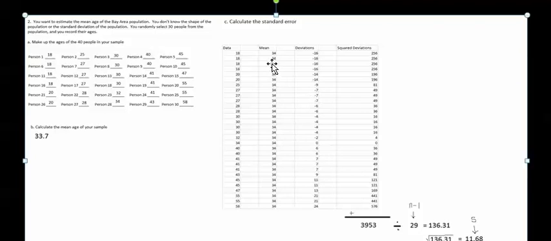When you find the sample standard deviation, you can just round off your sample mean to a whole number, so you don't have to deal with squared deviations. For example, I took my sample mean of 33.7 and rounded it to 34, and just plugged in 34 right here, and I subtracted every number by 34 to get my deviations.